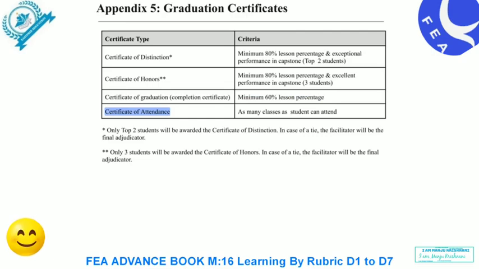Certificate of Attendance: as many classes as a student can attend. Only the top 2 students will be awarded the certificate of distinction. In case of a tie, the facilitator will be the final adjudicator. Only 3 students will be awarded the certificate of honors. In case of a tie, the facilitator will be the final adjudicator. 130.